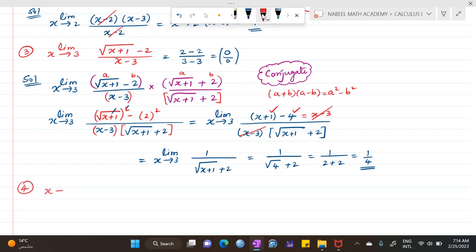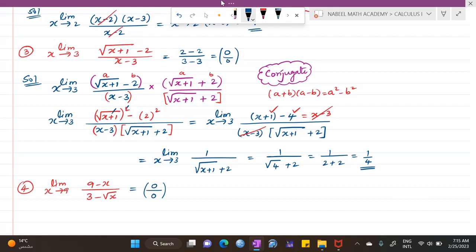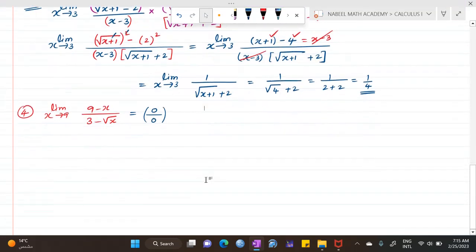Here, limit x approaches 9, and here (9 − x) over (3 − √x). So here when you apply the limit, you will get 9 − 9, which is 0, and 3 − √9, which is 0. Therefore it is an indeterminate form. Now I have to multiply by the conjugate. Why are we multiplying by the conjugate? Because you will have the root in the denominator. So if you multiply, what will we get?